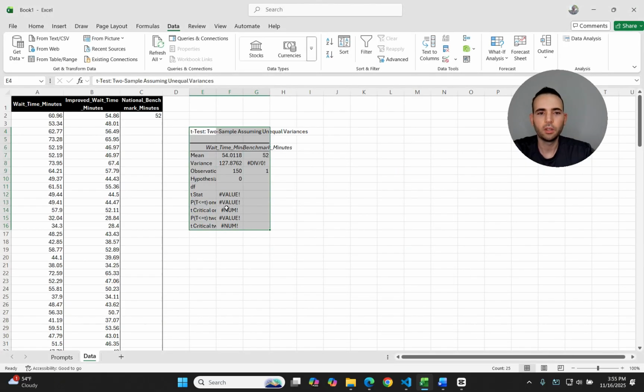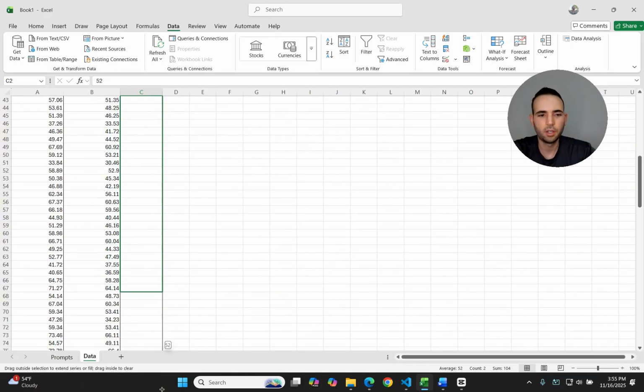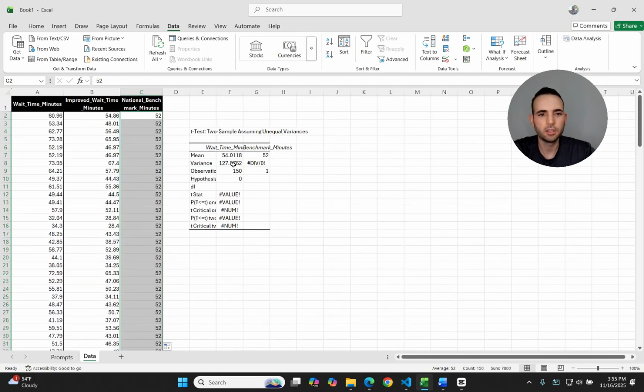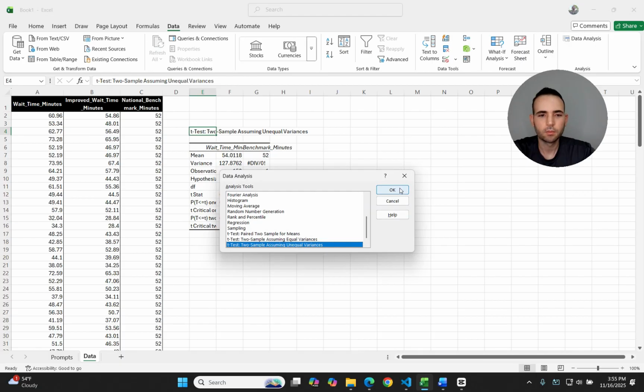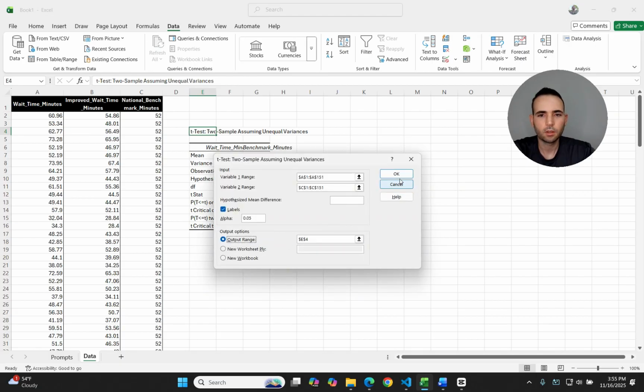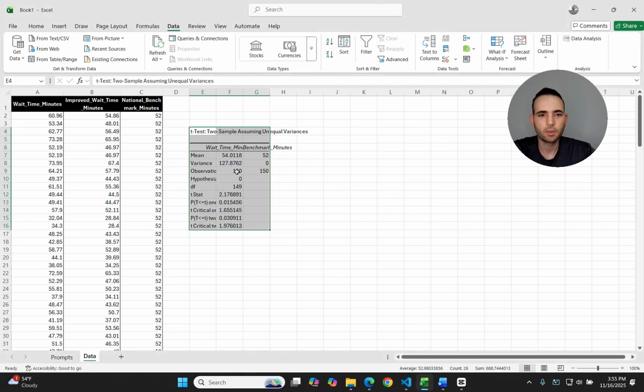Okay, now you can see here it didn't work because we have to drag this down to trick Excel into thinking we have a second set of observations. But numerically, this is going to be the same. So let's go ahead and try this again. Now it actually gives us the results because we tricked Excel into using the national benchmark, which Project Manager Helper does automatically using the one-sample t-test.